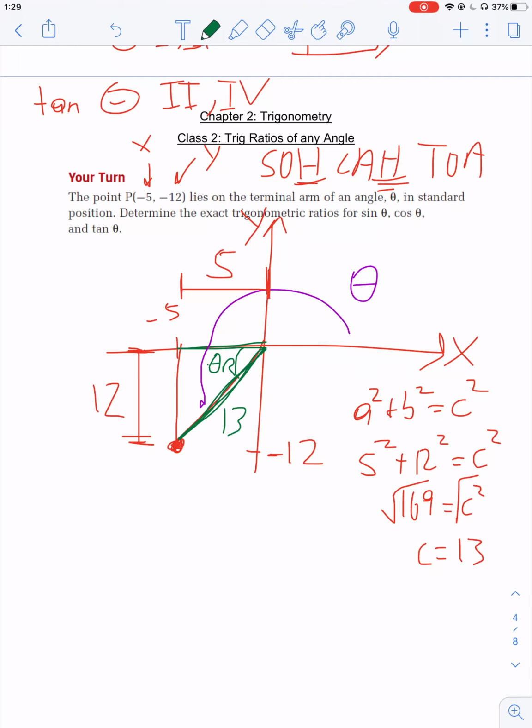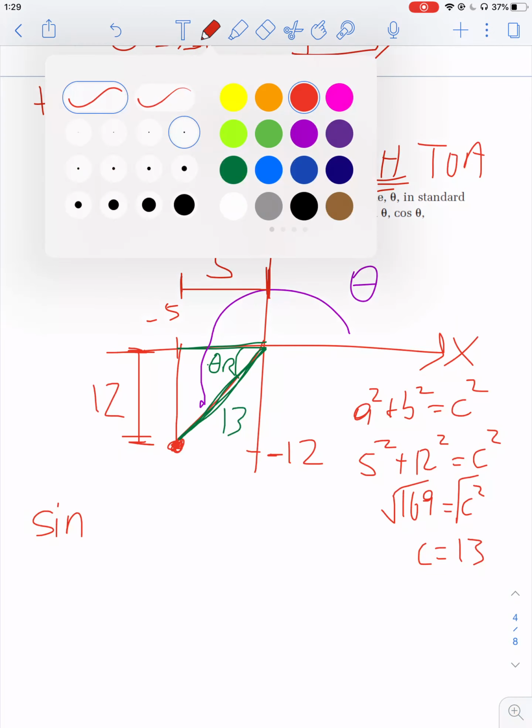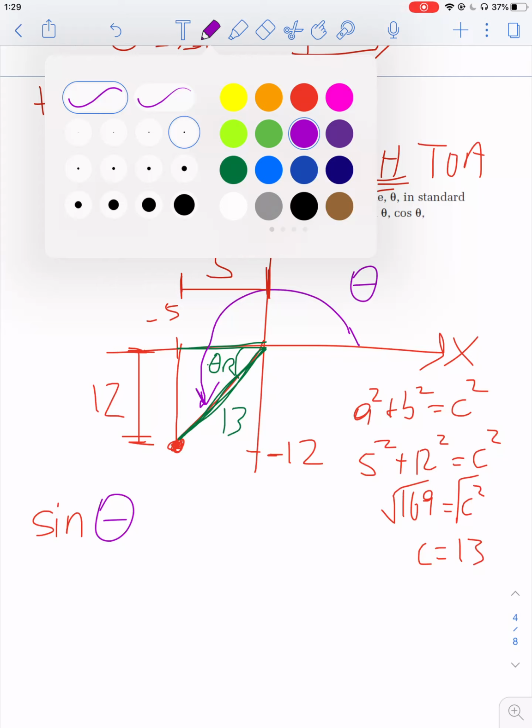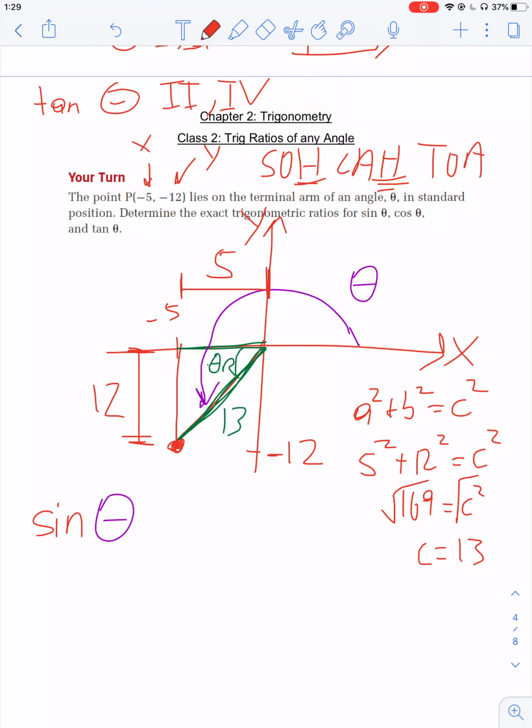Okay, so now let's start with sine. I'm going to be consistent with my color, so let's just keep the red. Sine theta, right? I'm interested in this theta that starts from here and goes all the way to my terminal arm. But I'm going to make use of my reference angle, and it's not really cheating, okay? It's just a nice way to help you. So sine, right?